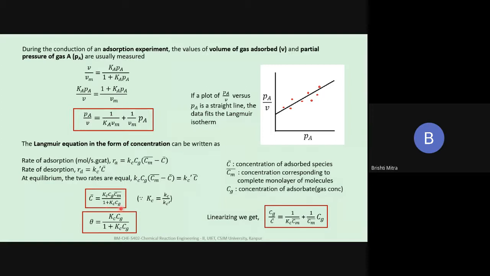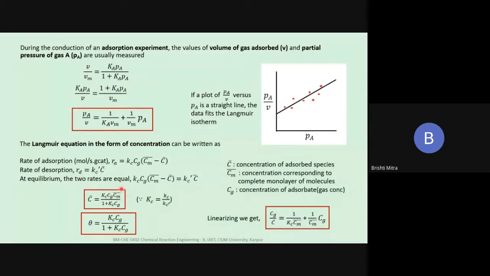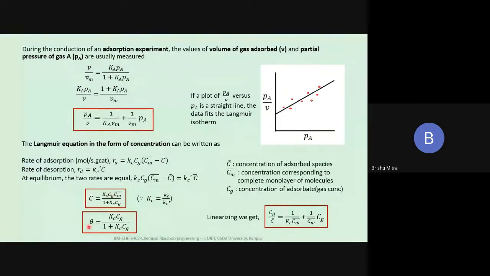And if I write the C bar, this is equal to Kc into Cg into Cm bar divided by 1 plus Kc Cg. Now you find this similar, and we compare this with the expression we had developed for the partial pressure. Now C bar, again, let us look at it. It is the concentration of the adsorbed species. If I divide this by the Cm bar, which is the concentration at complete monolayer, this ratio essentially becomes my surface coverage, or theta.